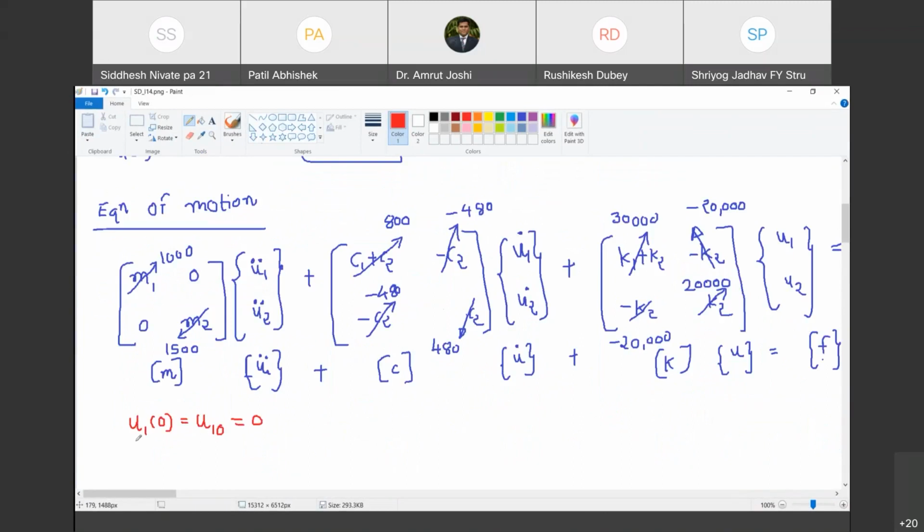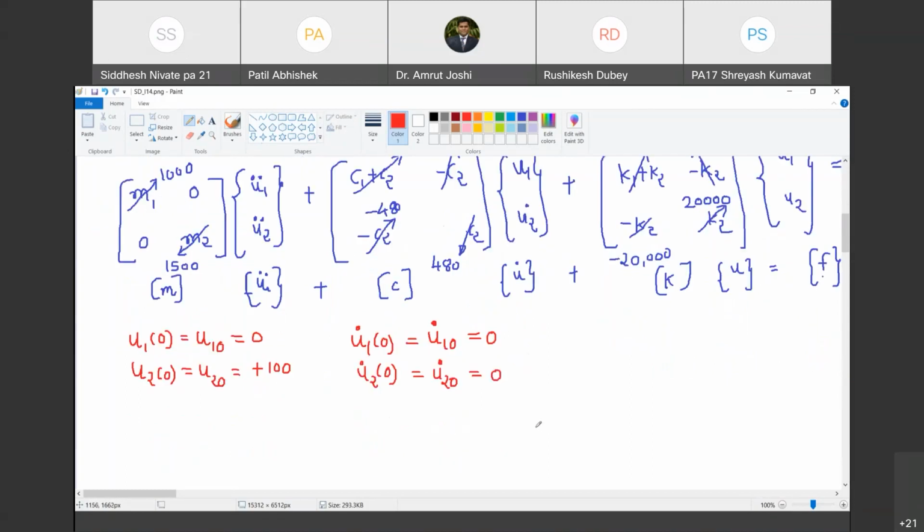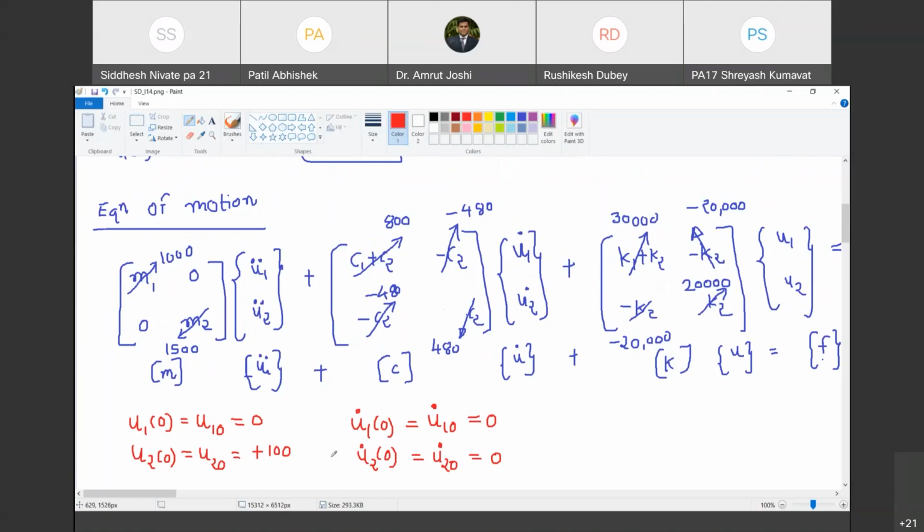Second boundary condition, u2 of 0, which I call u2 0, is equal to plus 100. Third boundary condition, u1 dot of 0, which I call u1 0 dot, is going to be 0 because system starts from rest. u2 dot of 0, that is velocity of second mass at time t equal to 0, I call it u2 0 dot, and it is going to be equal to 0. Are you with me? Yes, sir.